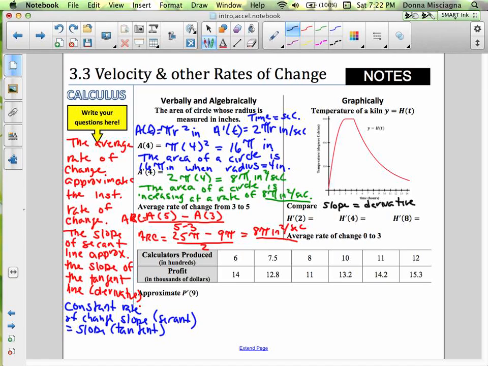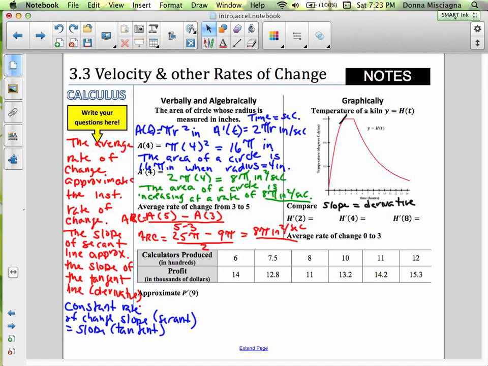Yes, we have to approximate, right? So all of these are going to be approximations, because we don't have an equation here. We have h of t, and that's just the name of a function. It's not giving us an equation that we could actually take the derivative of. So we're using the graph to find the slope at various points. All right, so now h prime of 2. We're finding the slope of that line.